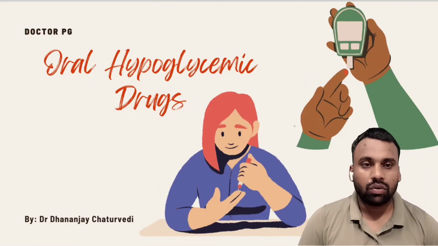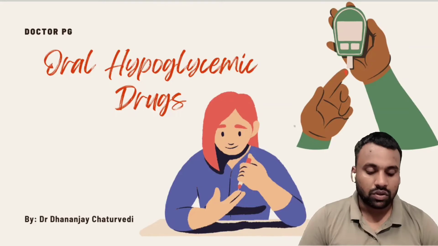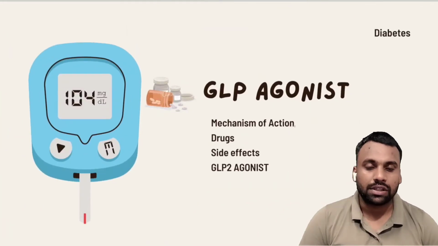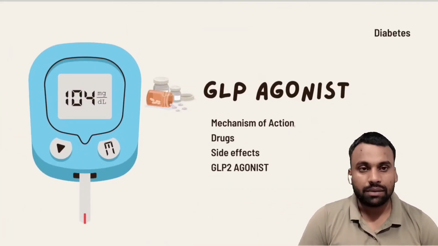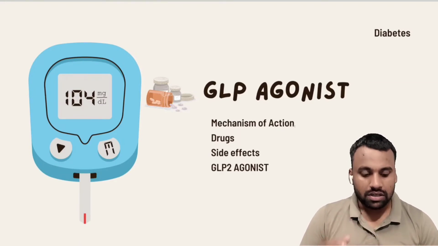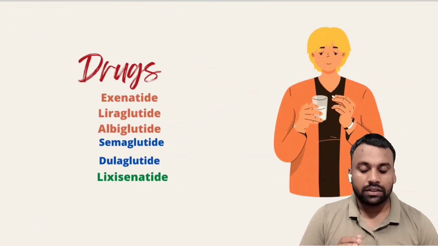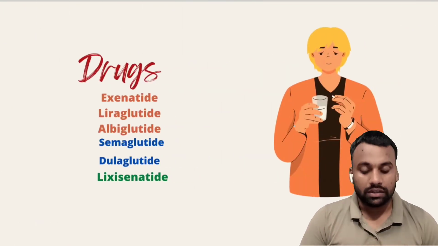Here now we start with the oral hypoglycemic drugs. In these, we can study first about the GLP agonist: the mechanism of action and the drugs included in this group, along with their pharmacokinetics and side effects, and also study about the GLP-2 agonist. And what are the drugs included in these groups?